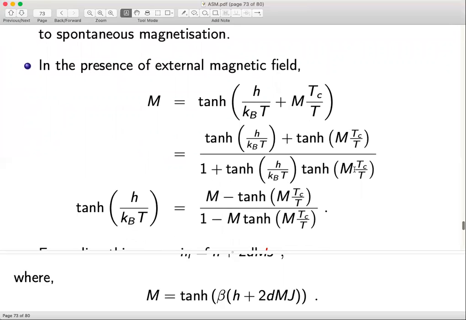Okay, once you do that, then you could kind of invert this relation and write down tanh(h/kBT) in terms of m and tanh(m Tc/T). So that is this expression: tanh(h/kBT) is equal to (m minus tanh(m)) divided by (1 minus m times tanh(m)). Okay, that is a kind of expression.